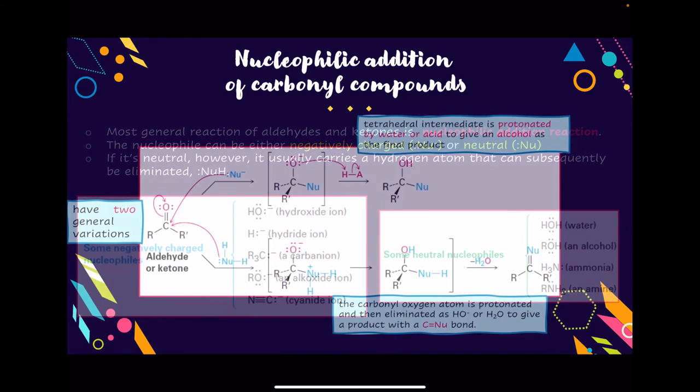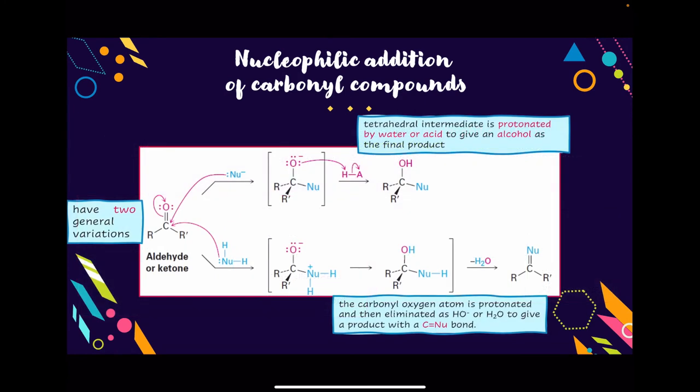Next, we move to the mechanism of this nucleophilic addition of carbonyl compound. So this is the general mechanism for the nucleophilic addition. If you can see here, when the negatively charged nucleophile reacts with the aldehyde or ketone, it will give the alcohol compound. However, when the neutral nucleophile reacts with the carbonyl compound, it will give a different compound where the C=O will convert into C=nucleophile.